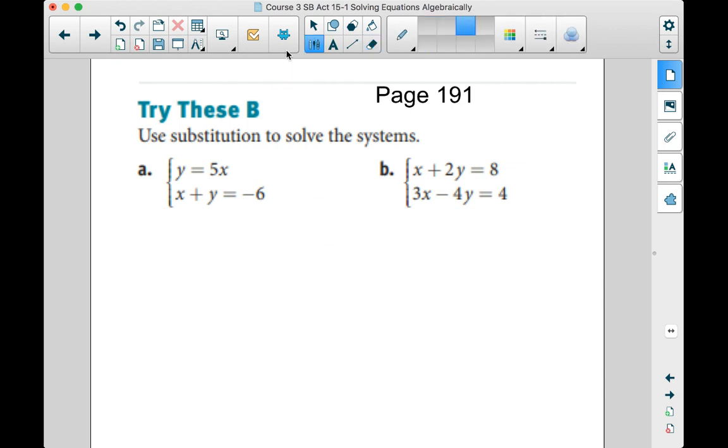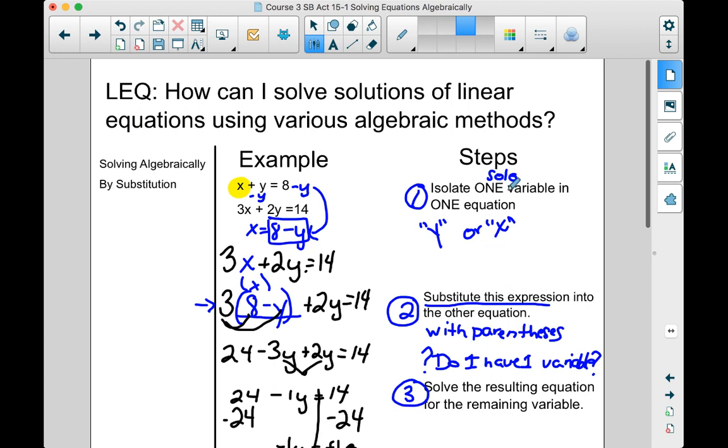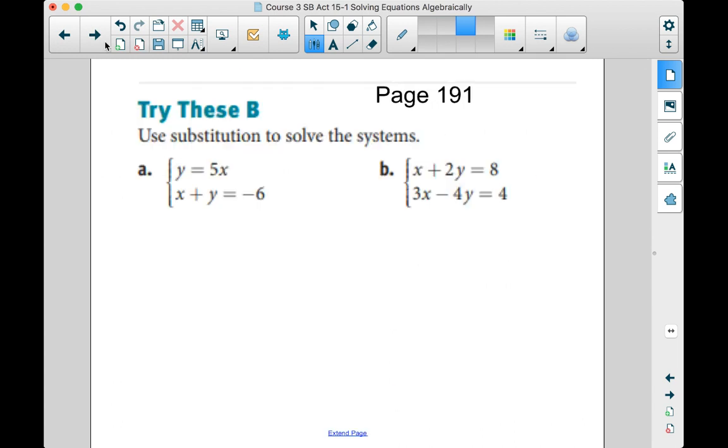So if I look back at my steps, step 1, isolate one variable in one equation. So up here, the variable that I'm going to isolate is x. It doesn't have a coefficient with it. It's already by itself, so I'm going to isolate x. So I'm just going to go ahead and rewrite this to kind of show how I'm isolating x.